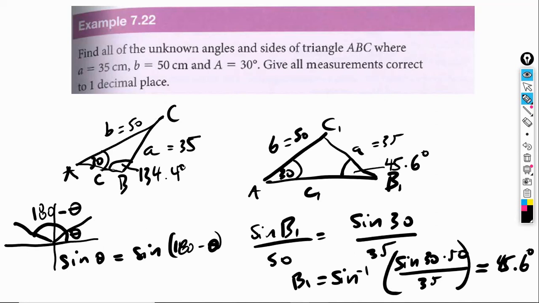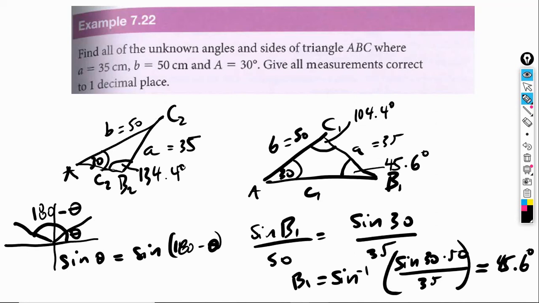And notice that with this information, we will also have access to C1, and let's call this C2 here, and B2 and small c2 as well. So now we have access to all these measurements, because angle C1 is simply 180 minus 30 minus 45.6, and that means that this angle here is approximately 104.4 degrees.